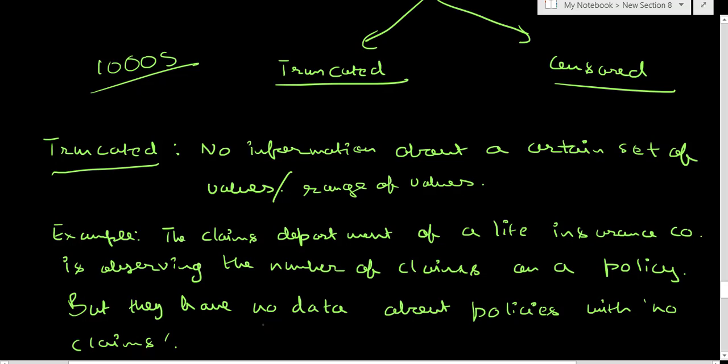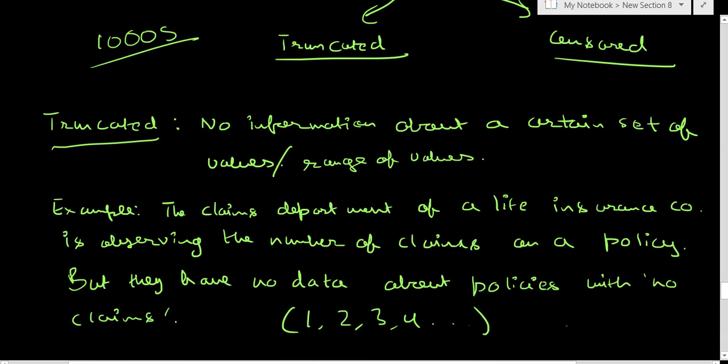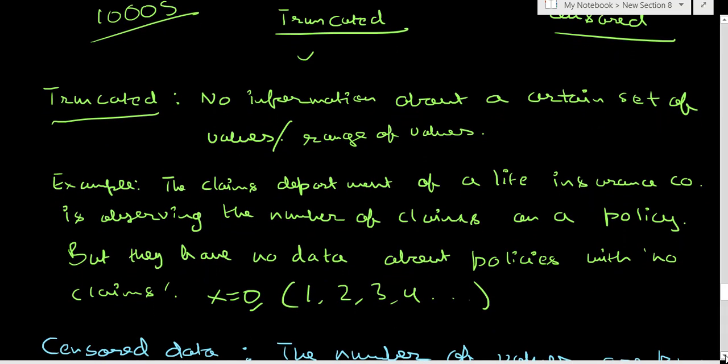But let's say they have no data about the policies with no claims. So they only know about the policies which have one claim or two claims or three claims or four claims, or however many, but they do not know about the policies which do not have any claims, right? Because it can so happen that the claims department does not even get the information about those policies on which no claims arise. So this is an example of truncated data, that we do not know those policies for which x is equal to 0, right? We do not know the number of policies on which there are no claims. So this is an example of truncated data.